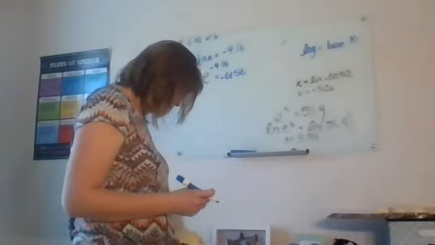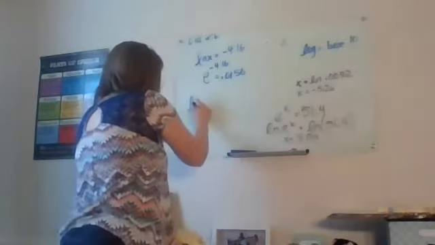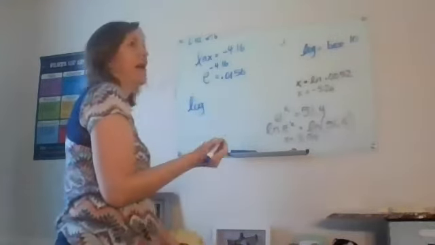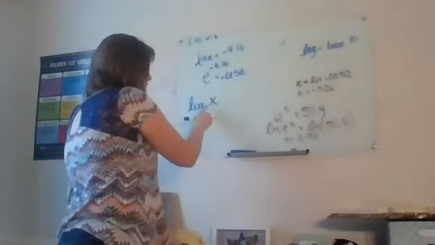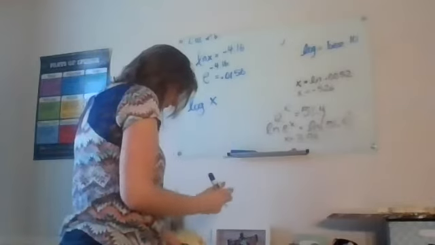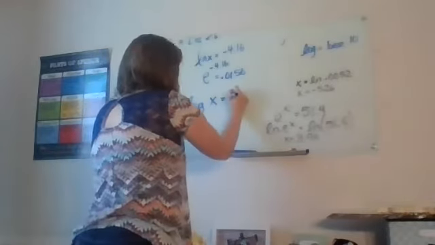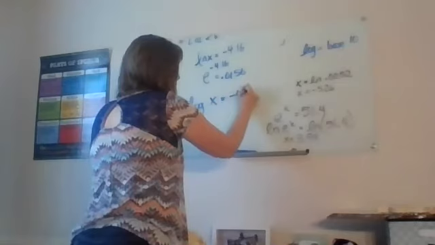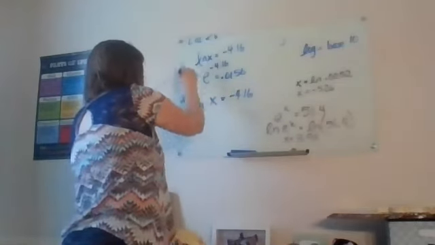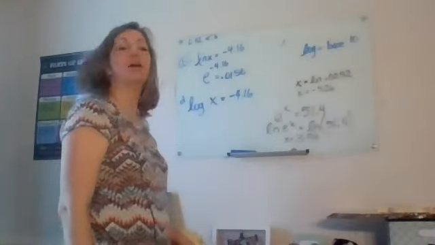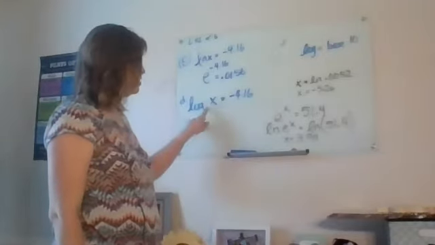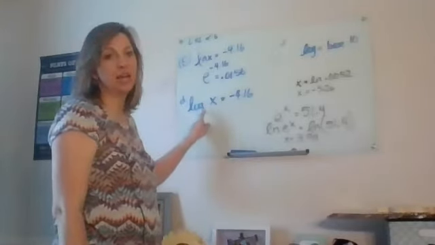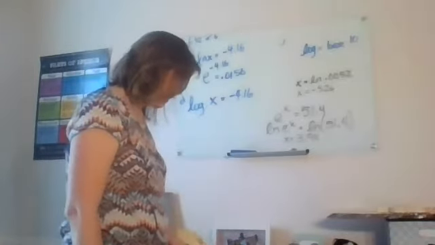Letter D. D says the log, this time logarithms, not natural log, of x. When it writes log of x, I know that's understood to be base 10, and it equals the same number as in practice C. Practice C had the natural log, but this time I've got the logarithm, the log to base 10. How do I know it's base 10? Because it's understood to be base 10 when they don't specify.